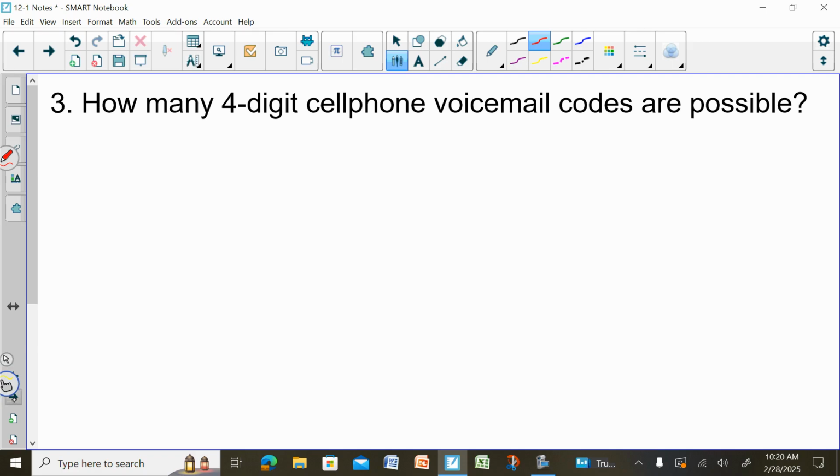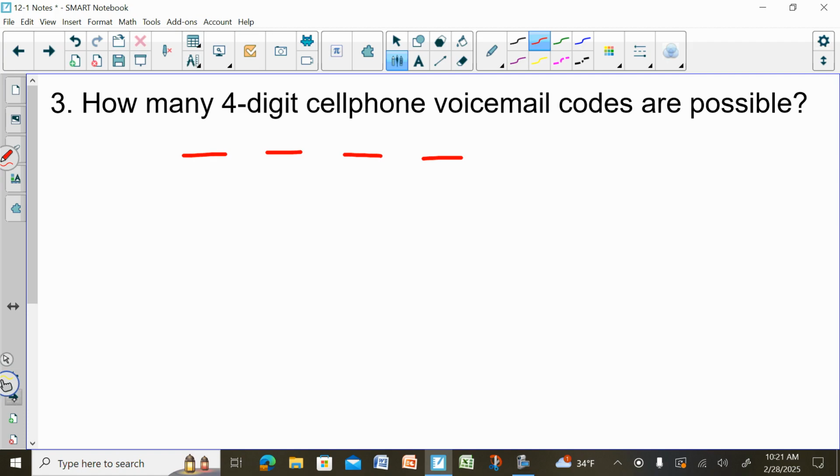So this is where they're not listing everything out like in the sandwich shop, but that little organization of what they're asking us helps us solve the problem. How many 4-digit cell phone voicemail codes are possible? When you talk about a 4-digit code, there are not different categories. We are just looking at 4 different digits.